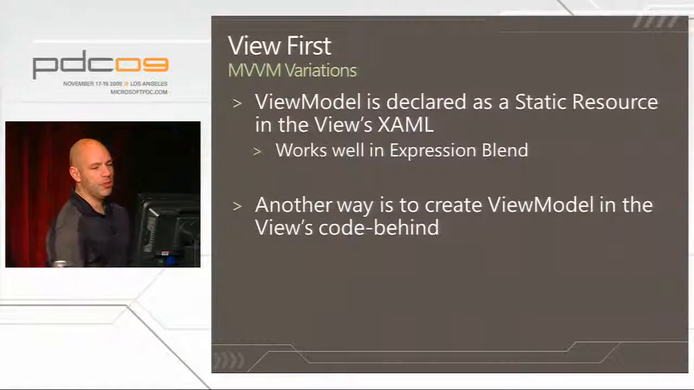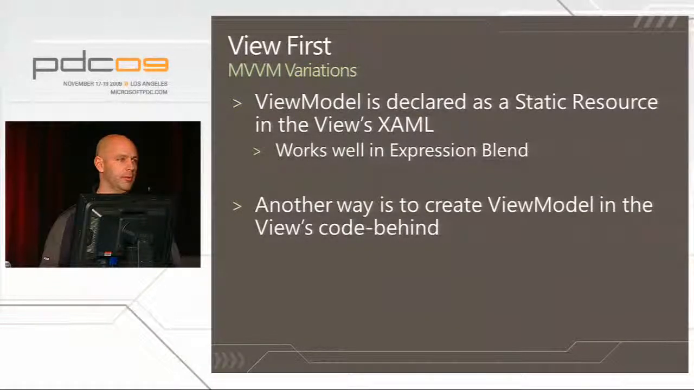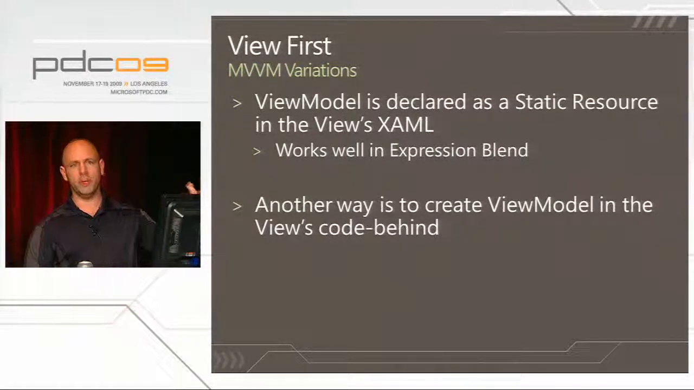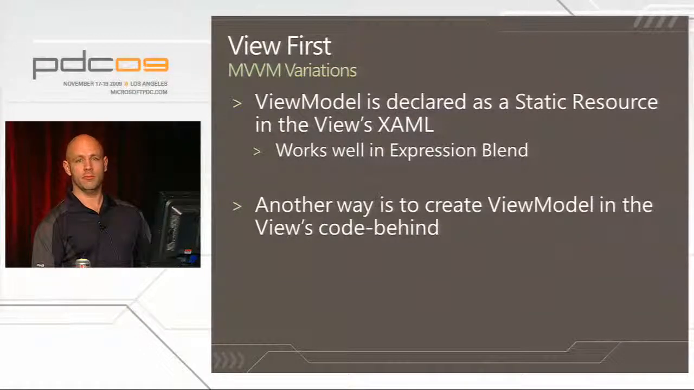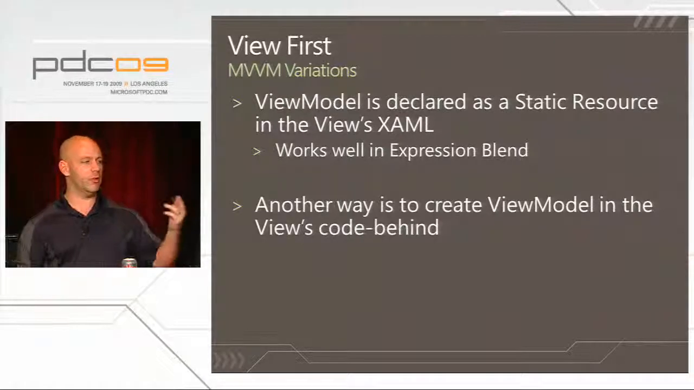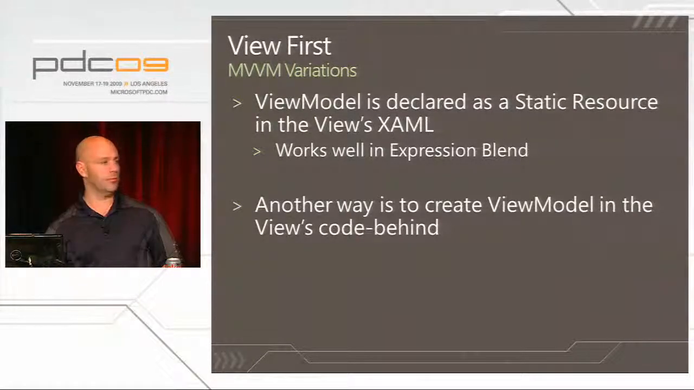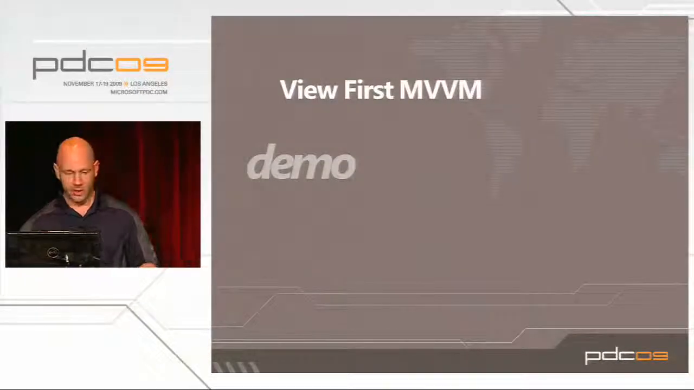Another way to create the view model is to create the view model in the view's code behind. So that way you're still doing view first. A view gets created and it cranks up the view model in the code behind. There's two ways to do that. The more popular way that I see out of these two is to create the view model as a static resource. So let's take a quick look at a demo that does this.